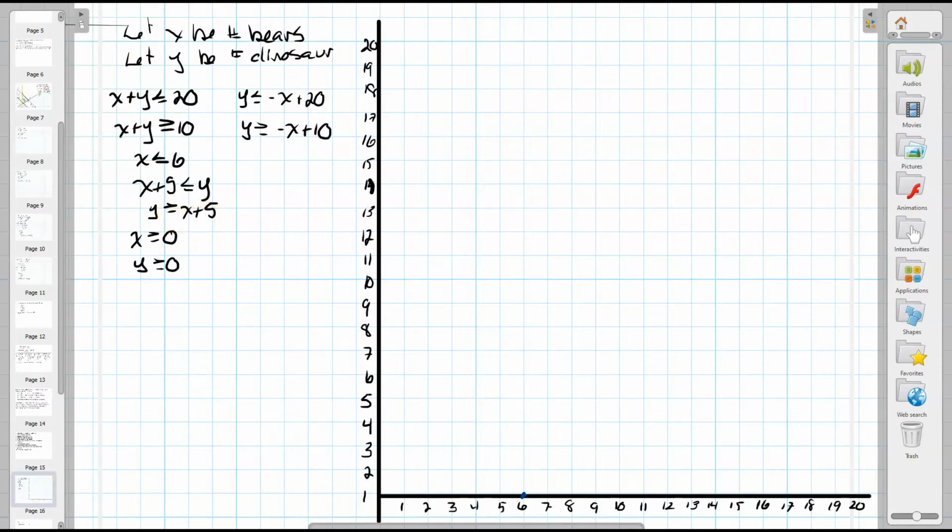So let's go ahead and start graphing them. So we take this first equation, and we look for the b value, which gives us the y-intercept. In this case, it's plus 20. Put that on the graph. We look at the slope of the line, which in this case is just negative 1. There's a 1 implied there, even though we don't always write it in.